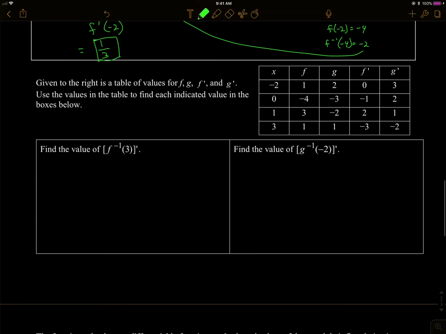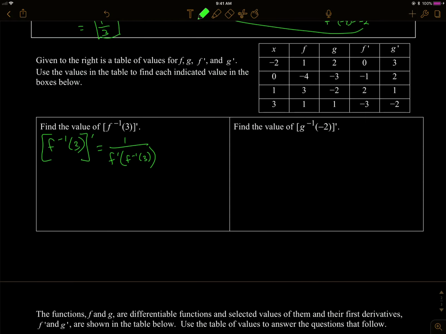Now let's do a couple from the table. So find the value of the derivative of f inverse of 3. The derivative of f inverse of 3 is 1 over f prime of f inverse of 3. So I go to my table. I want to find what f inverse of 3 is. So I look down the y column of f, and I'm looking for a y value of 3. So I'm trying to locate what the y value of 3 maps back to. It maps back to an x value of 1.